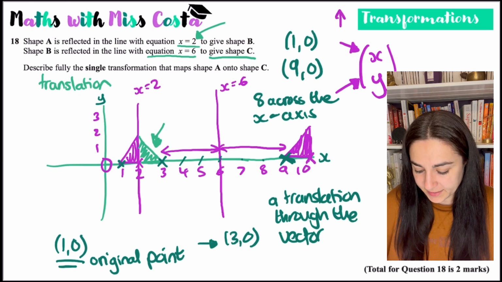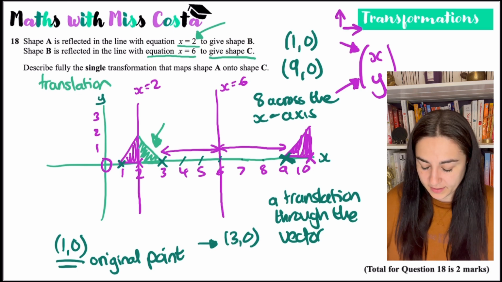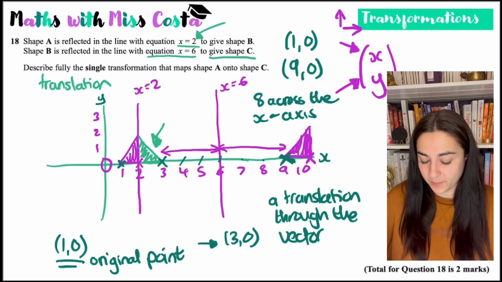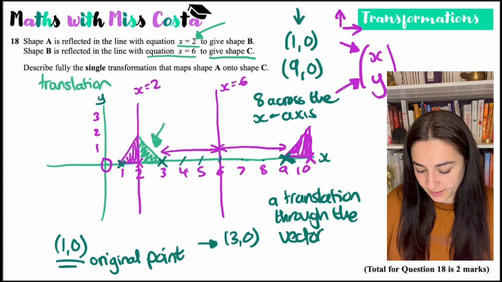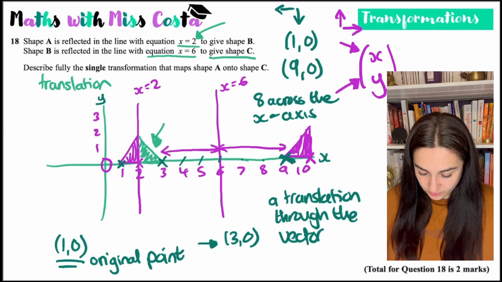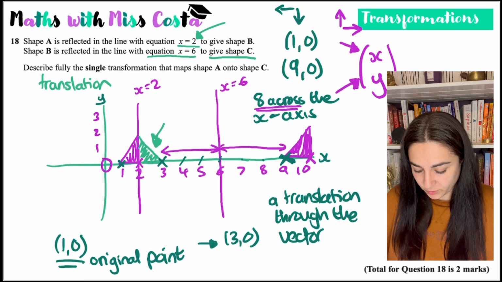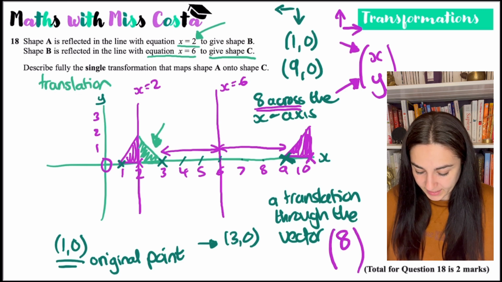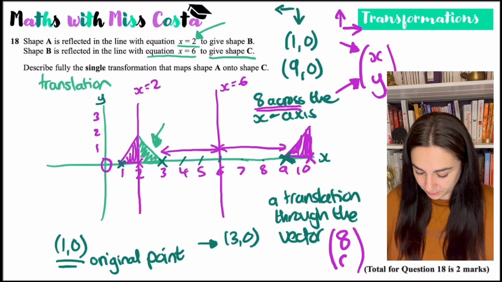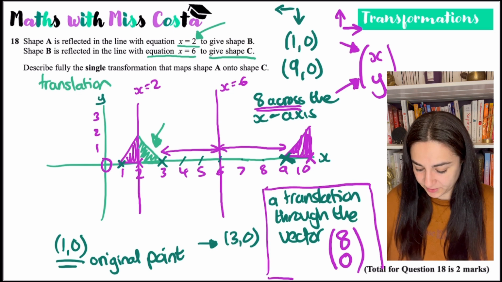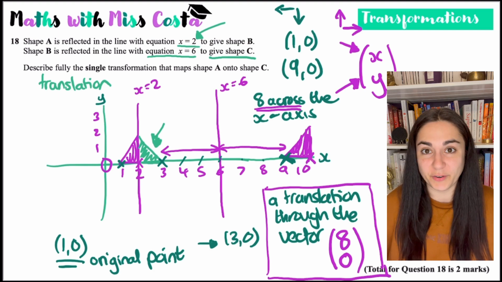If it's positive, then it means it's been going to the right, or it's been going up. And if it's negative, then it means it's moved down or to the left. So what's happened to my shape is only moved 8 across, 8 to the right along the x-axis, and it hasn't moved up or down, so I'm going to put 0 there. So my final answer is a translation through the vector 8, 0.